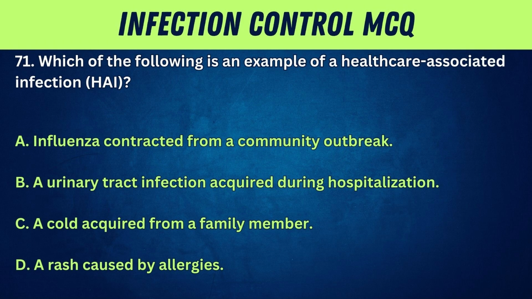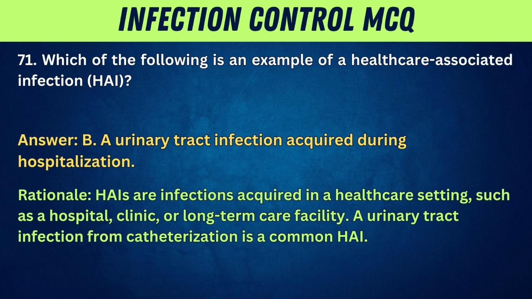71. Which of the following is an example of a healthcare-associated infection, HAI? A. Influenza contracted from a community outbreak. B. A urinary tract infection acquired during hospitalization. C. A cold acquired from a family member. D. A rash caused by allergies. Answer: B.